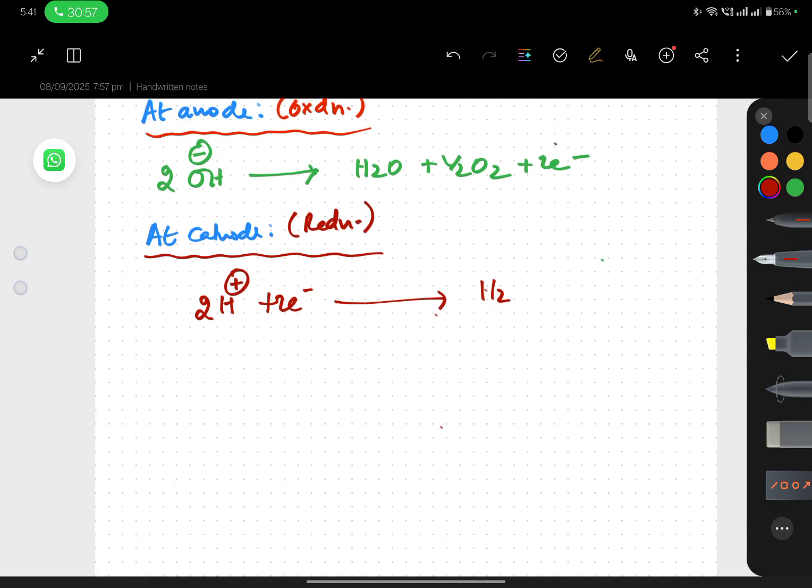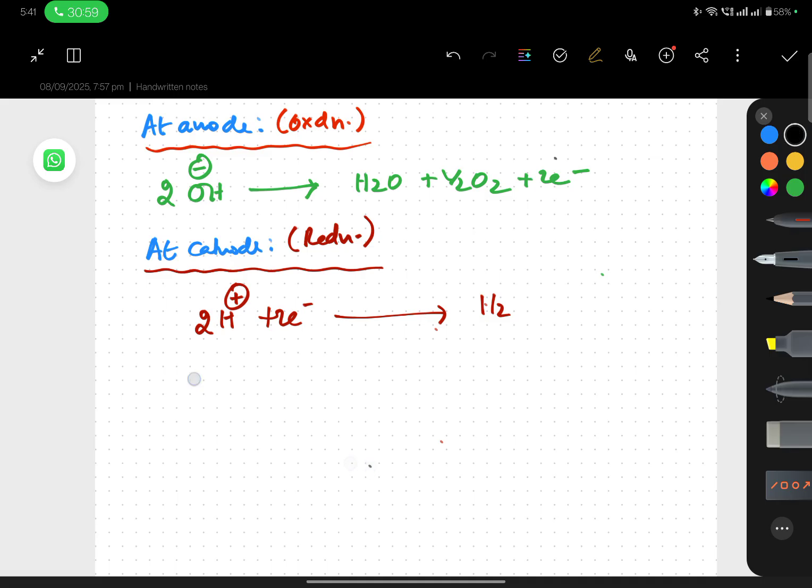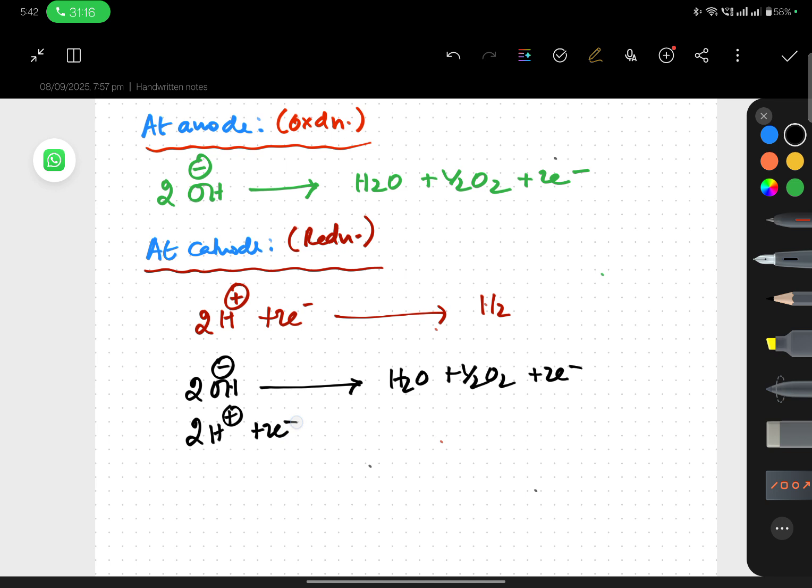So now you have to write the overall equation. 2 H2O, 2 electron cancel.